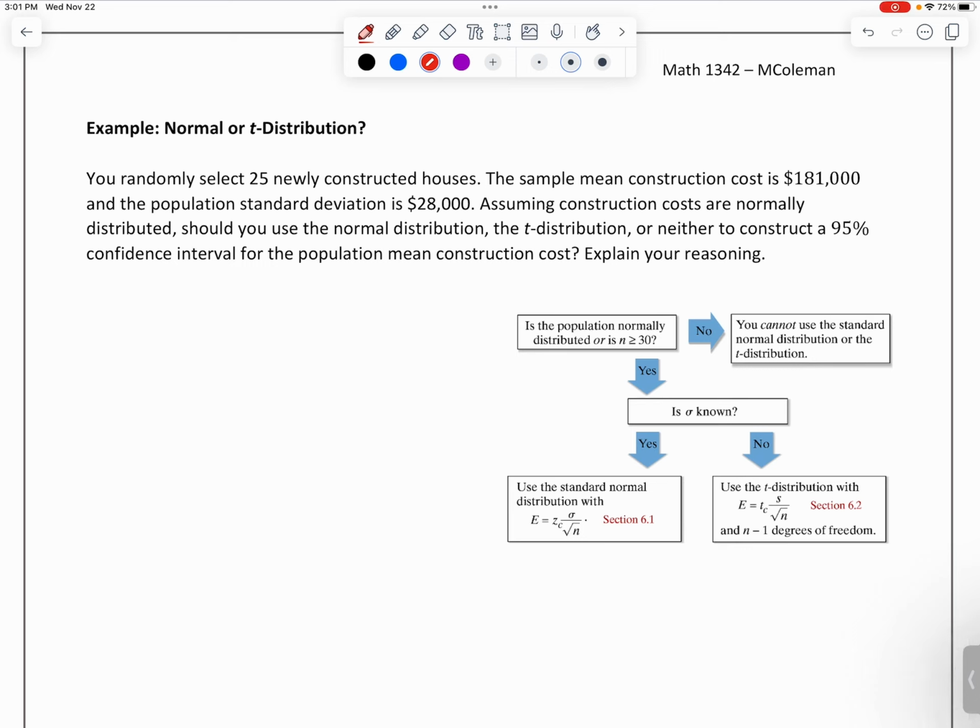All right, last thing we're going to cover then is when we use a normal distribution or a t-distribution. So following up on what we did just above. How do I know if it's a t-distribution or a normal distribution? So let's read this question. It says you randomly select 25 newly constructed homes. So that's going to tell me that n is equal to 25, which is not greater than or equal to 30. That's important. The sample mean construction cost is 181,000. And then look right here. Population standard deviation is 28.